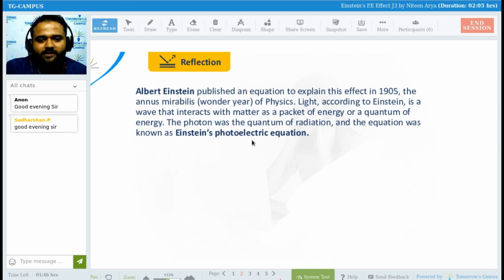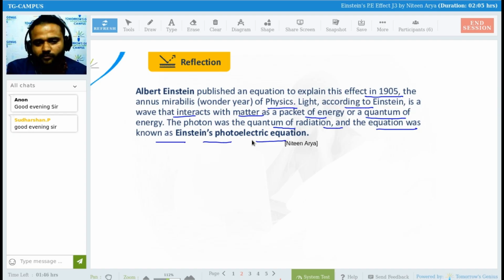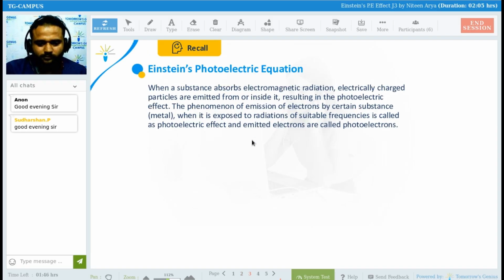So Albert Einstein published an equation to explain this effect in 1905, and that year is known as the wonder year of physics. Light, according to Einstein, is a wave that interacts with matter as a packet of energy, or a quantum of energy. The photon was the quantum of radiation, and the equation is known as Einstein's photoelectric equation. And he got the Nobel Prize for this also. Clear, everyone? So that is just a beginning and a theory.